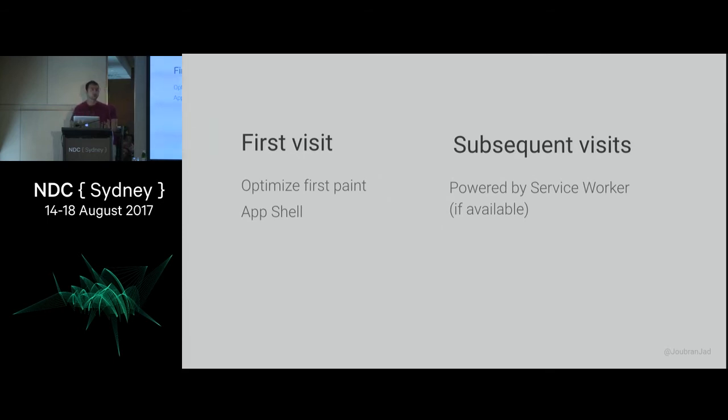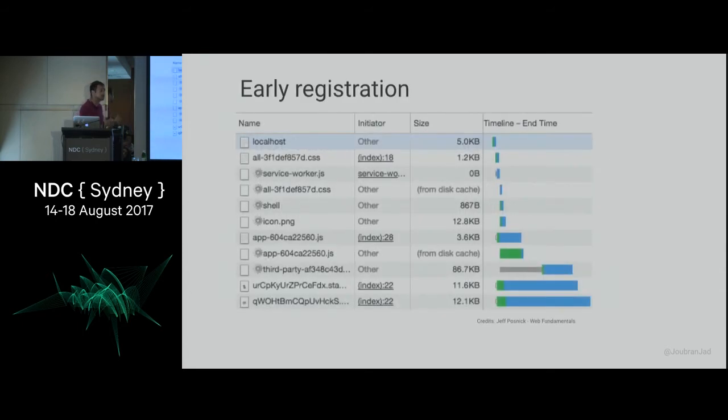So you can show the content as fast as possible. Let me show you what happens if you do early registration. If you use the snippet of code that I used in the beginning, if service worker in navigator, and then you immediately register, you see we're wasting CPU and bandwidth to register the service worker, which is delaying the first paint, which is delaying the first time experience for the user.